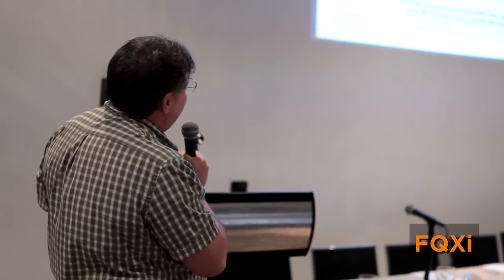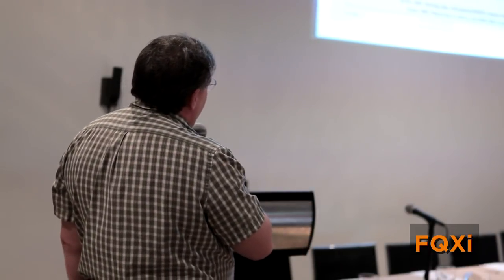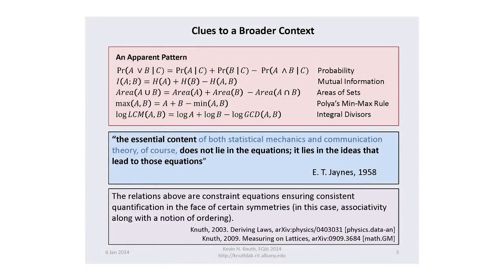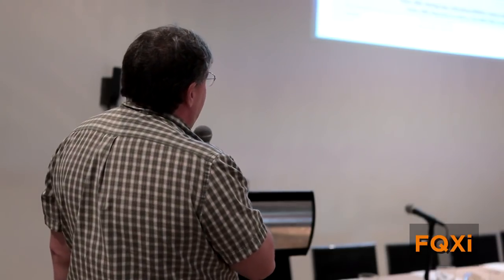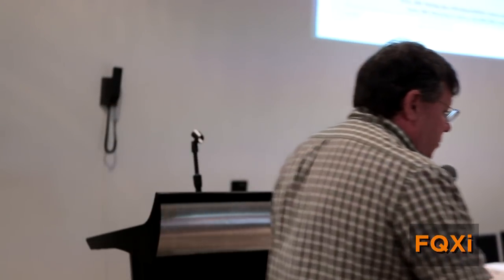For a while there was a bit of confusion with mutual information, where people were trying to derive the rule for mutual information directly from the sum rule for probability. It looks similar. They should come from each other somehow. But Jaynes points out that the essential content does not lie in the equations. Instead, it lies in the ideas that lead to those equations. And one thing you can do is, if you consider order theory and consistent quantification of order-theoretic constructs, you can find that these relations all derive from associativity. So something much more general is going on.